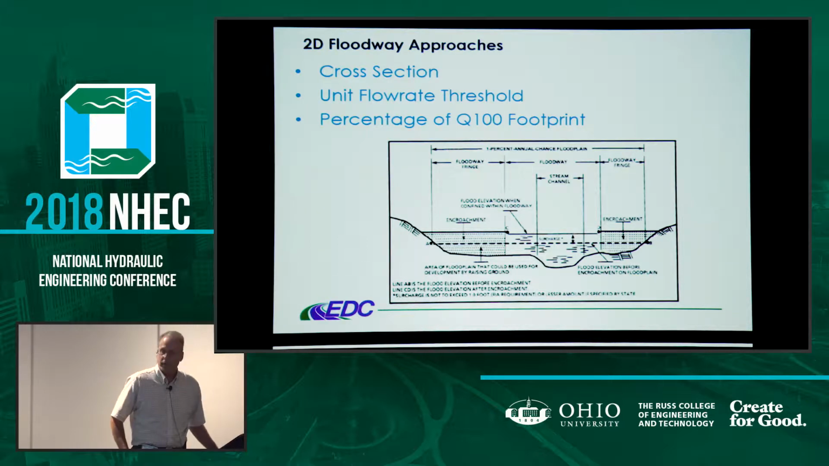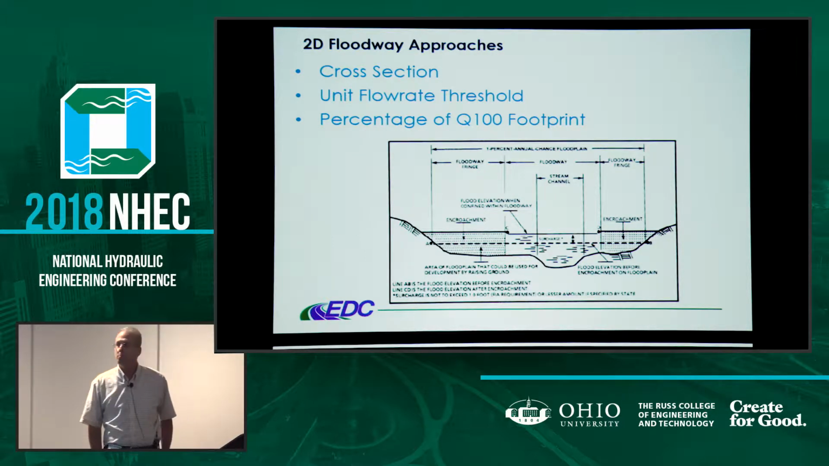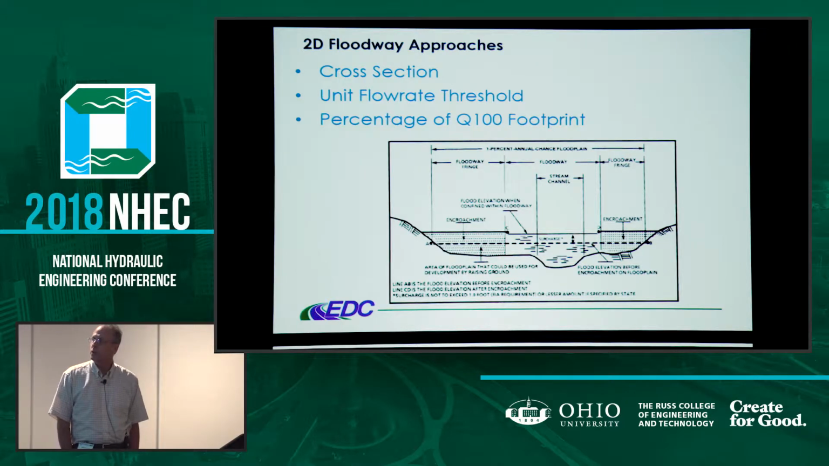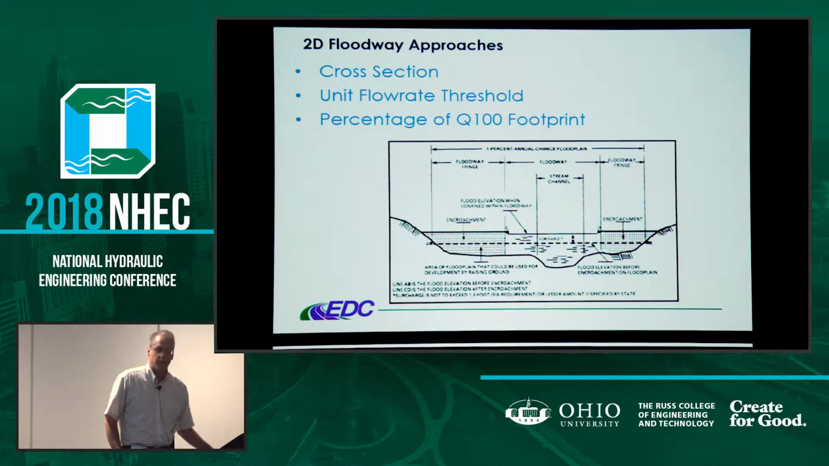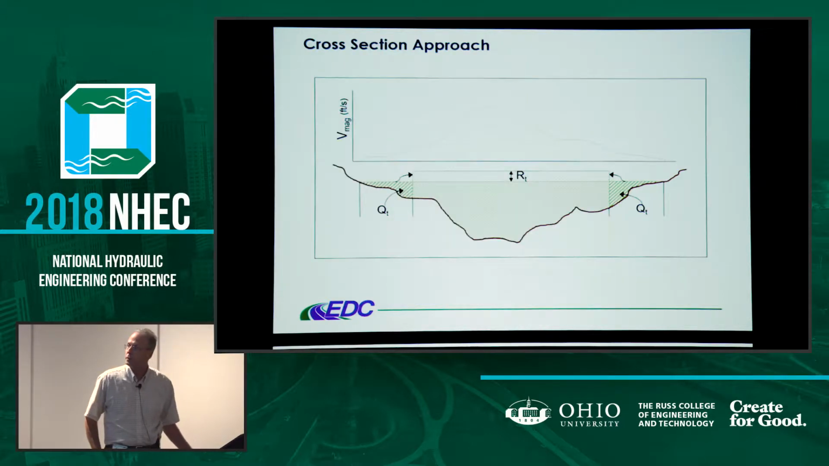So we wanted to look at how we could try to represent this in a 2D world. A couple of proposals have been made in the past, and we built on some of those. The 3 methods that we defined were a cross-section based method, trying to stay true to the HEC-RAS approach. The second method was a unit flow rate threshold method, and the third is a percentage of a Q100 footprint. And I'll describe each of those 3 and hopefully bring up several discussion topics.